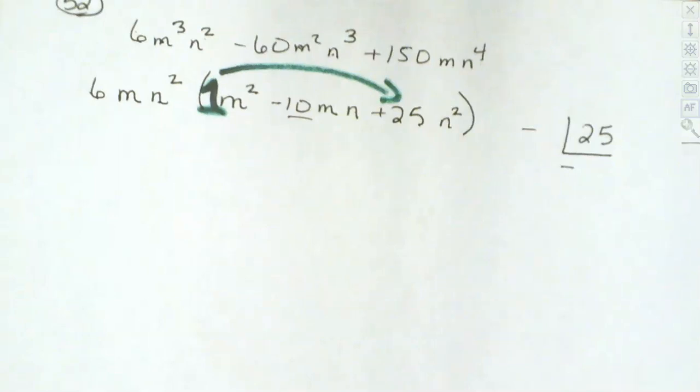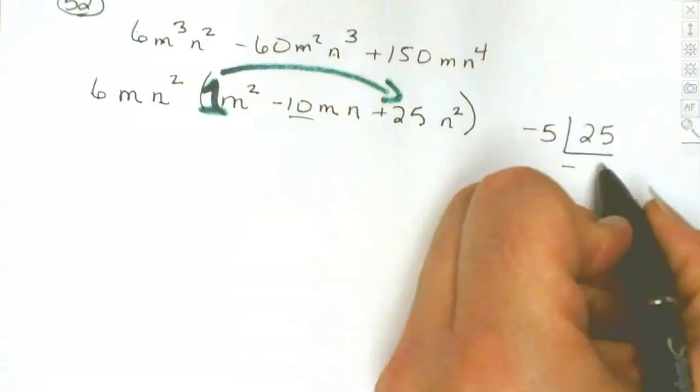Well, what do we know about 25? It ends in a 5, so let's start with 5. If I use a 5, what do we have? 5 and 5, right? 5 times 5 is 25. 5 plus 5 is 10. So we're going to use a minus 5 and a minus 5.